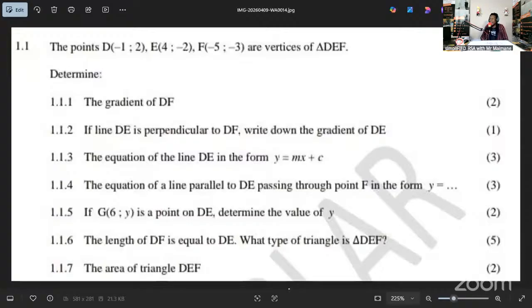The equation of a line parallel to DE passing through point F is, in the form of y is equals to and so on. So we are looking for the equation of a line that is parallel to DE, and that line passes through F. So we go to our structure. Line parallel to DE that passes through F, and we have to determine the equation of that line.